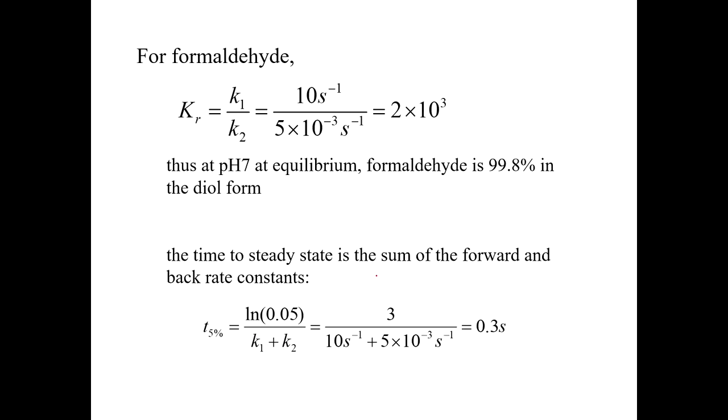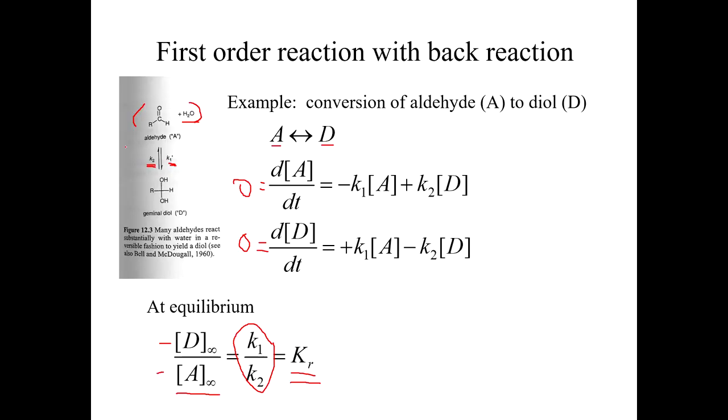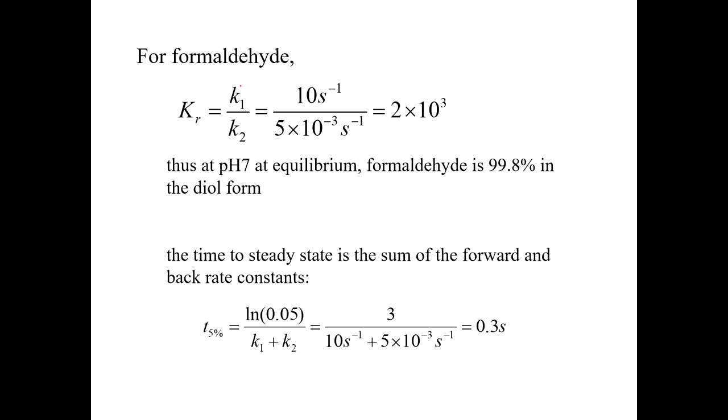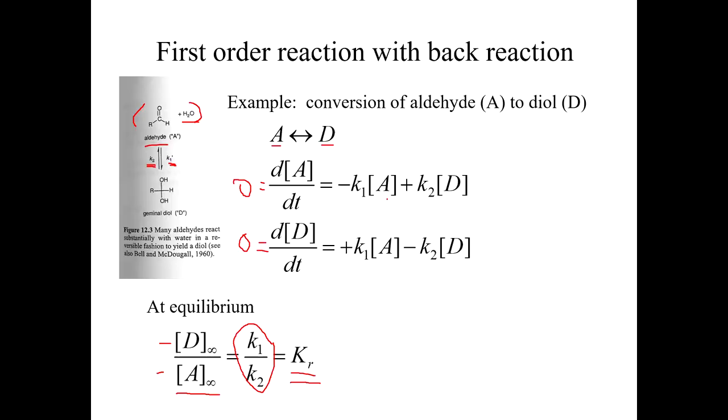So for example, if the aldehyde here, remember this is some generic aldehyde, but if we have a specific aldehyde, let's say it's formaldehyde, then K1 is about 10 per second, and K2 is about 5 times 10 to the minus 3 per second. So the equilibrium constant is about 2,000. So at pH 7 and at equilibrium, you have 2,000 molecules of the diol for every one molecule of the alcohol. And in fact, this is true, in case you care.